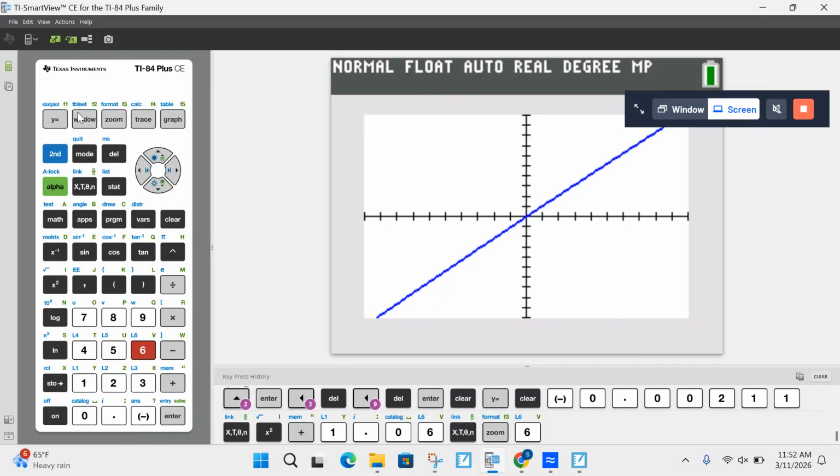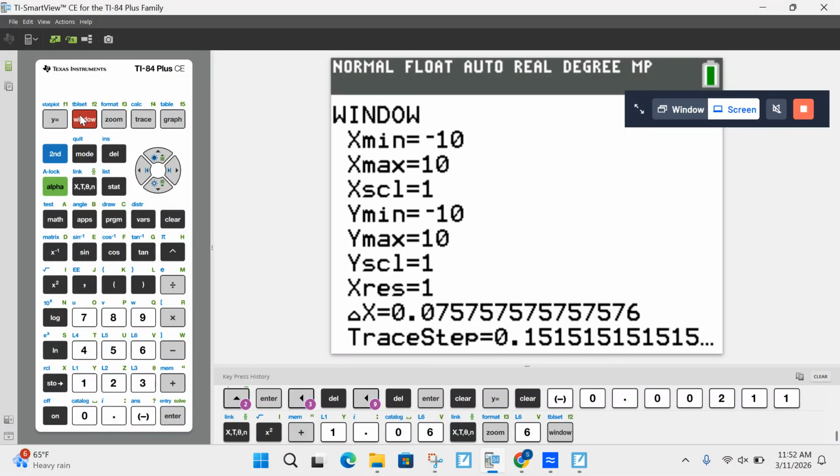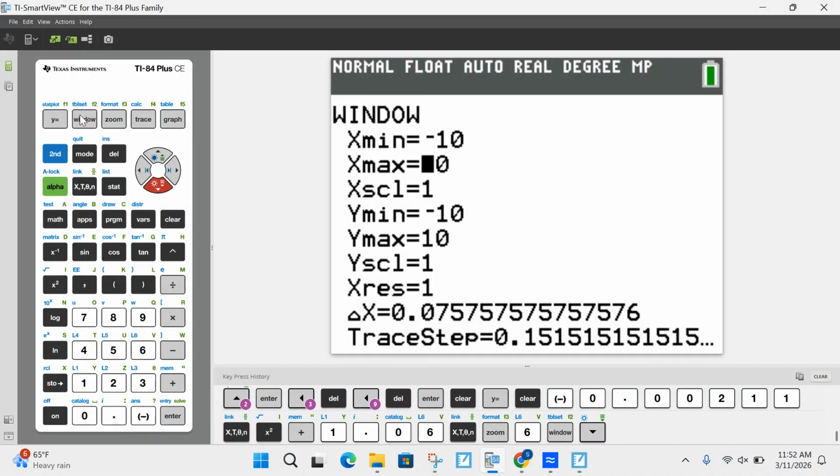So you're going to go to your window, and this is the part that takes a little bit of experimenting. So we can pick bigger numbers to see what it looks like. I'm going to keep my x min and y min the same. How far over do you think we should go? Like 100. Let's try 100. How far up do you think we should go?